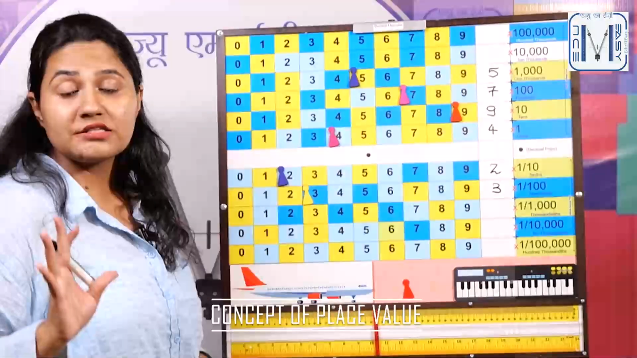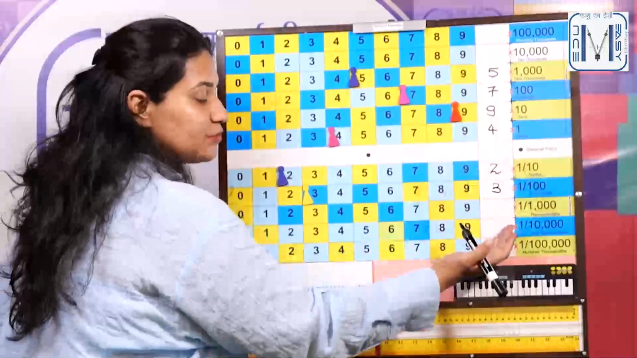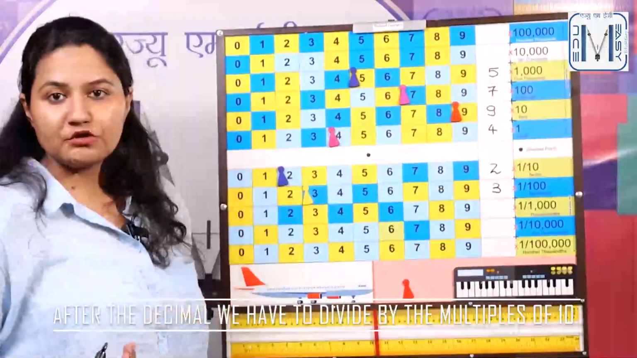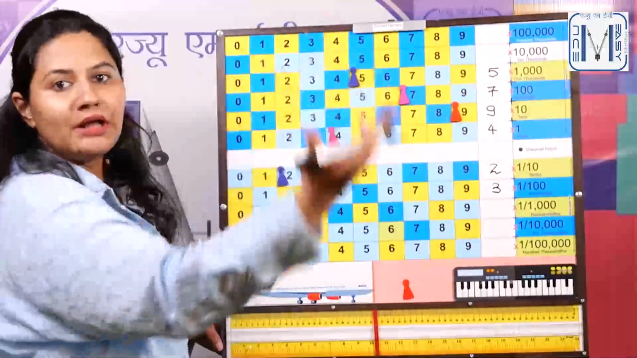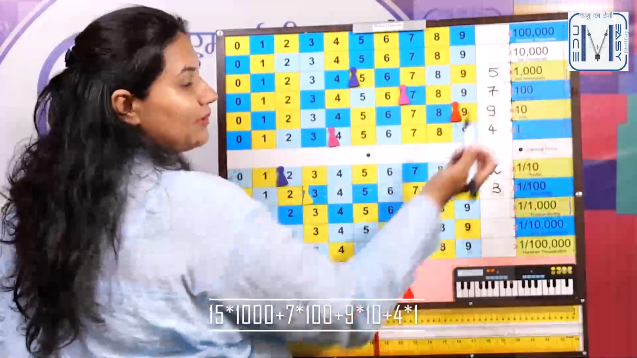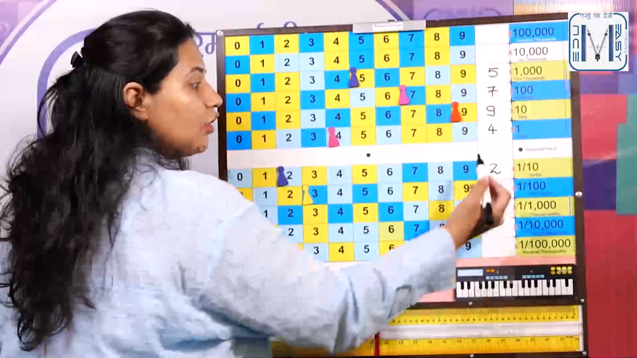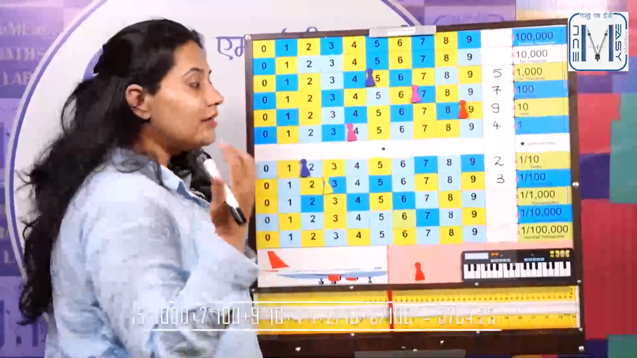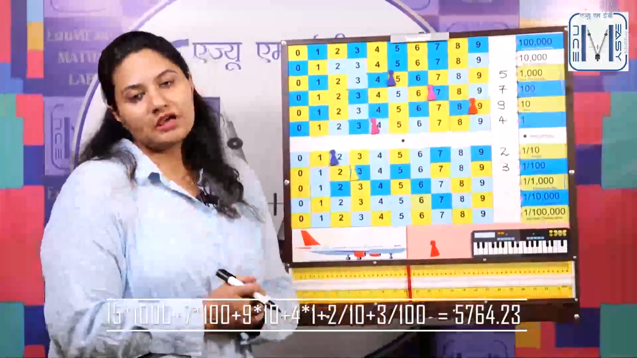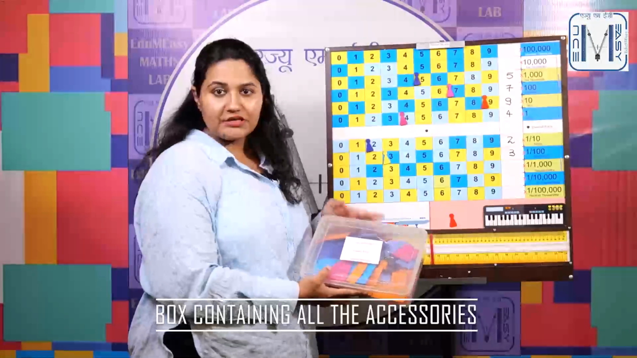Now you can make them understand the concept of place values after the decimal place, that after the decimal place, we have to divide by the multiples of 10 instead of multiplying. So here, all these are getting multiplied with the multiples of 10. 5 will get multiplied with 1000, 7 with 100, 9 with 10 and 4 with 1. But 2 will get divided by 10 and 3 will get divided by 100, and that is how we get to the number 5,794.23.